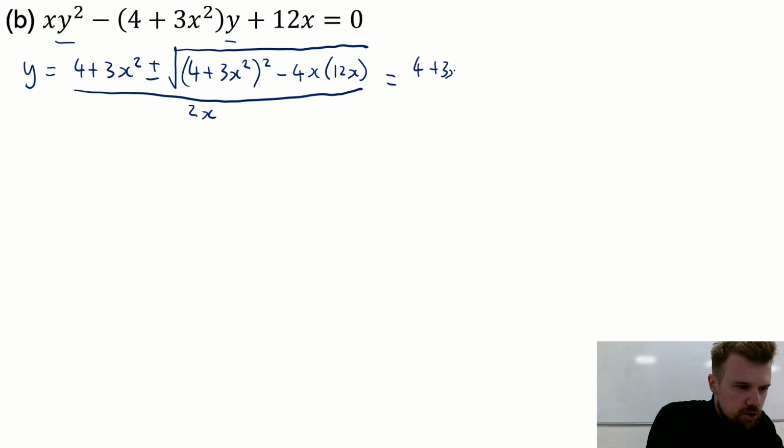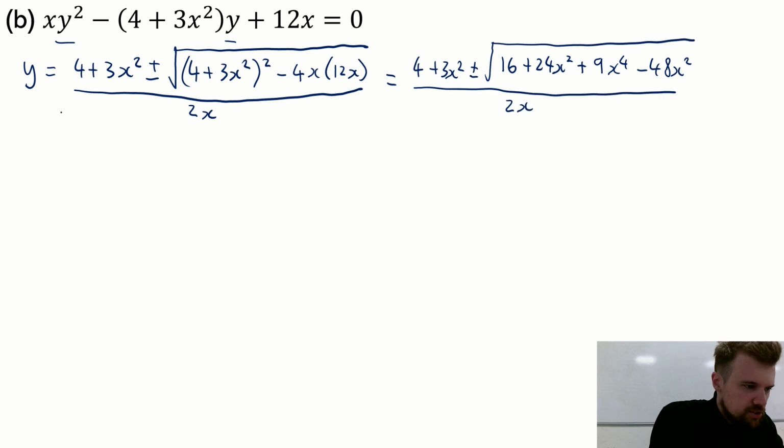Of course, we're going to multiply out the brackets inside the square root. That'll end up with a 16. 4 times 3, which is 12, times by 2 is 24, lots of x squared. Plus 3x squared all squared, which is 9x to the power 4. And then minus 48x squared, all over 2x. And doing some more simplifying, 4 plus 3x squared plus or minus. Now the interesting thing is the 24x squared and the minus 48x squared combine to make minus 24x squared.